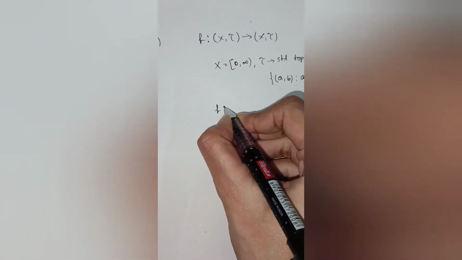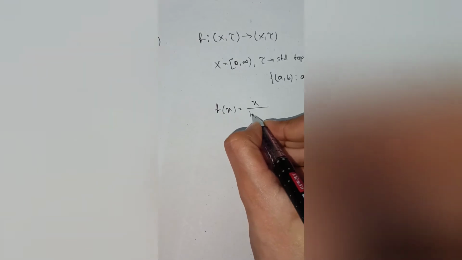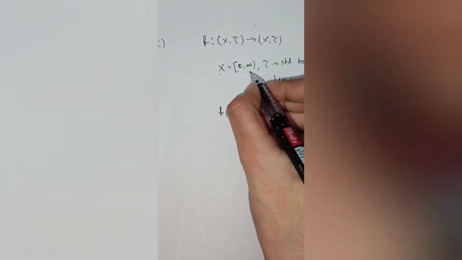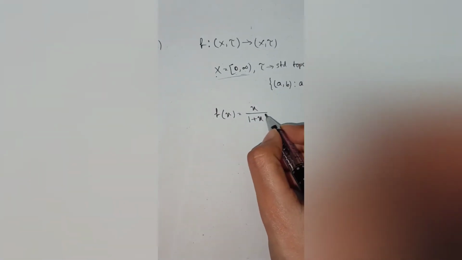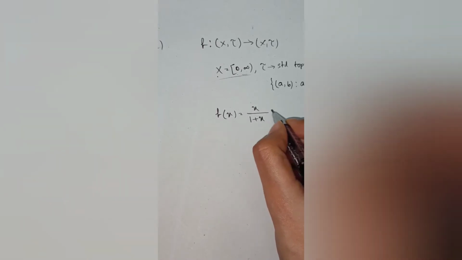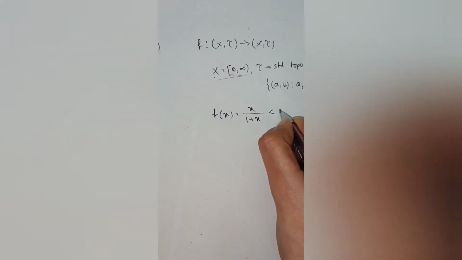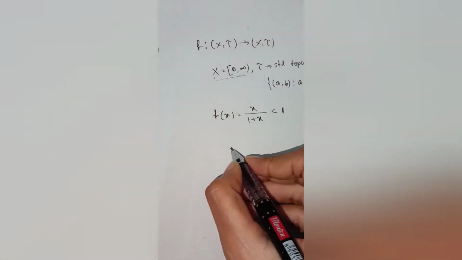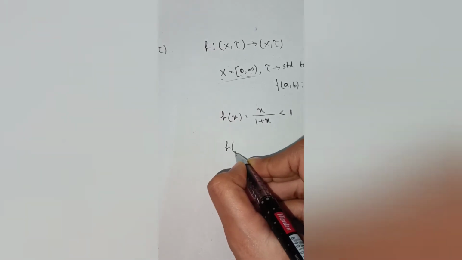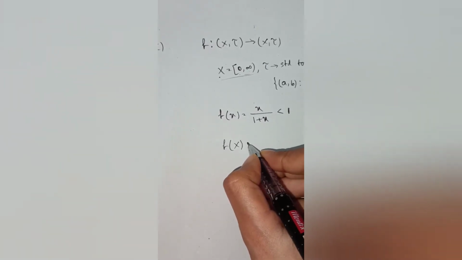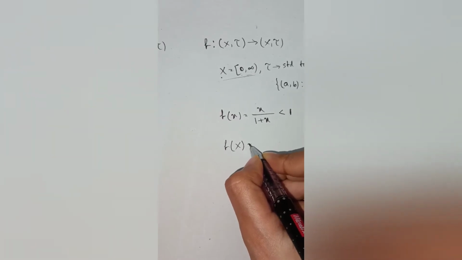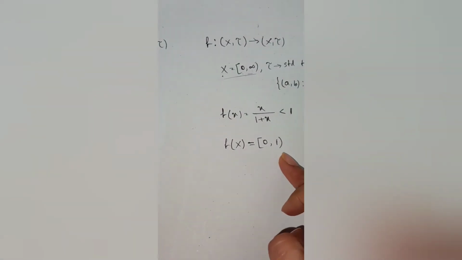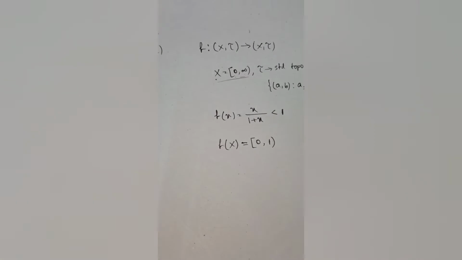So if we take this function f(x) = x/(1+x), since x belongs to the set X, capital X, x must be non-negative. So for any value of x, this is less than 1, right? This is less than 1. So the f image of this set X always lies between 0 and 1, that is, the set [0, 1), closed at 0 and open at 1.